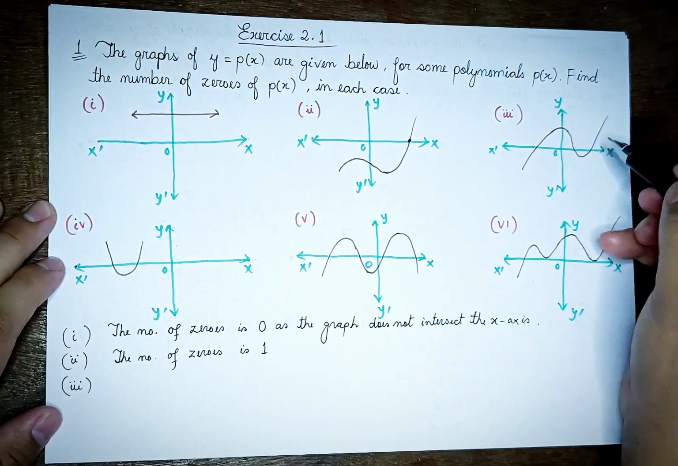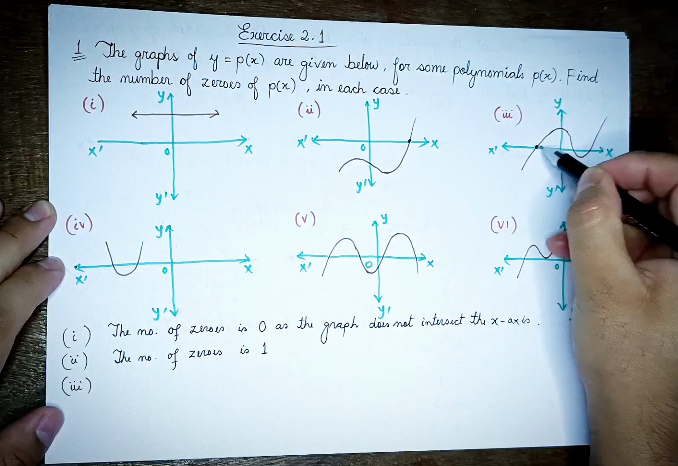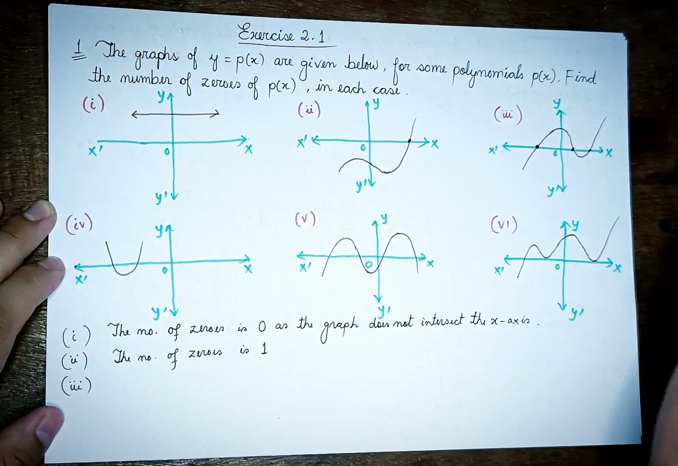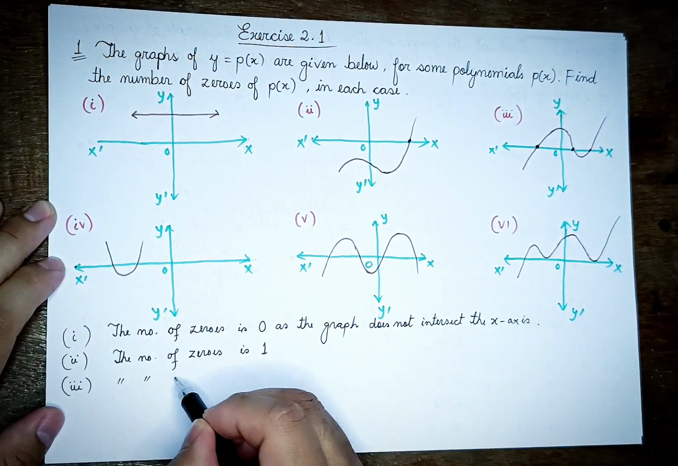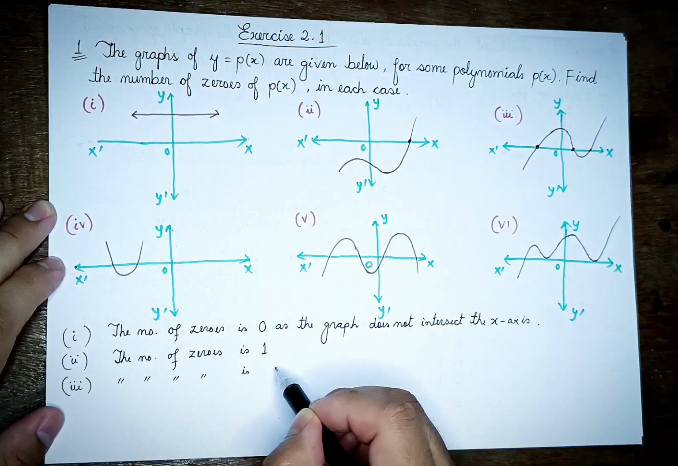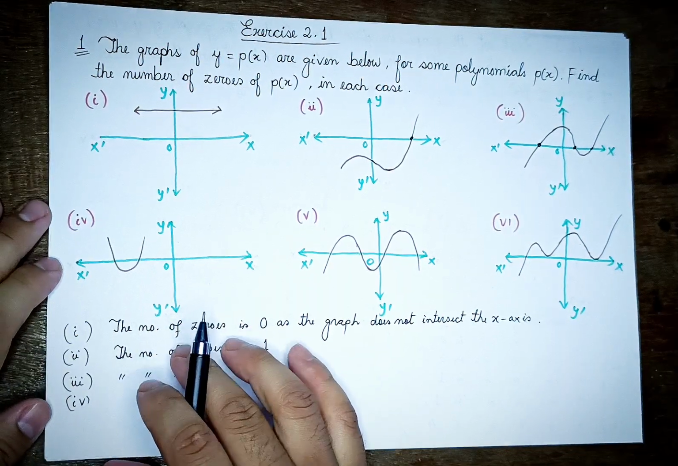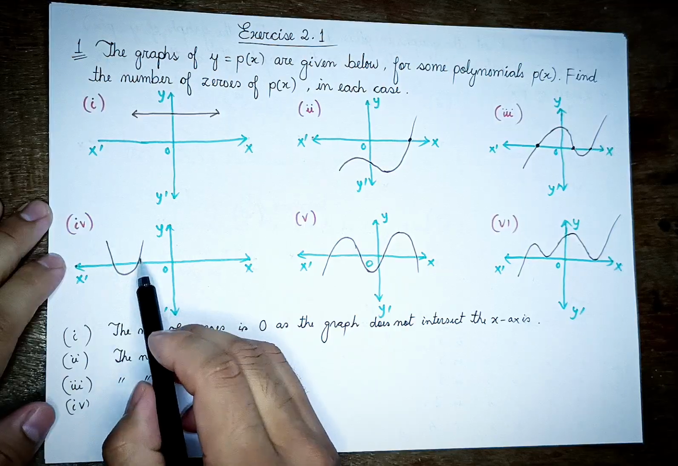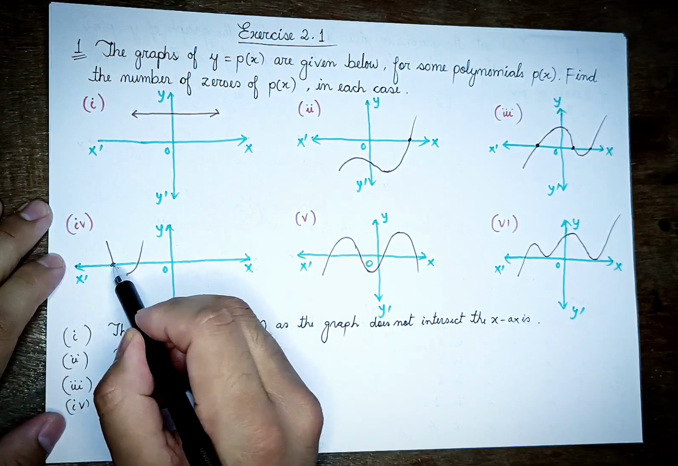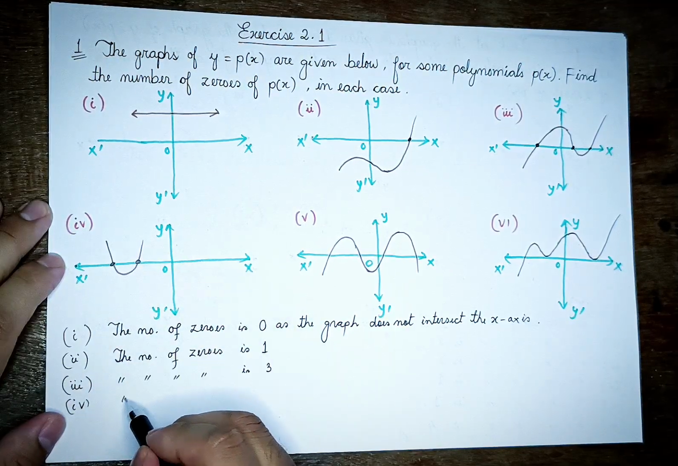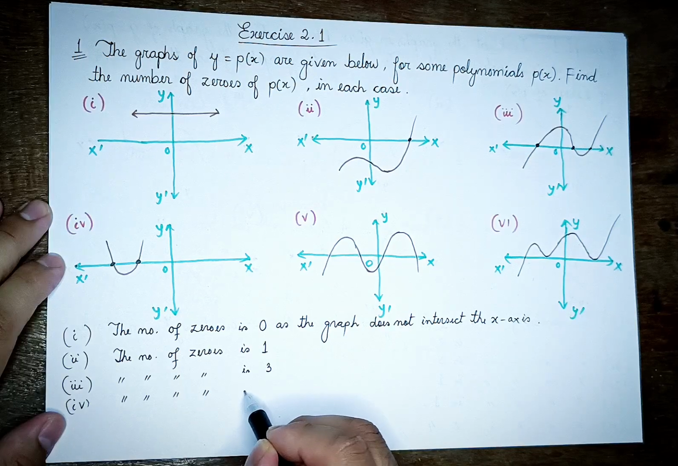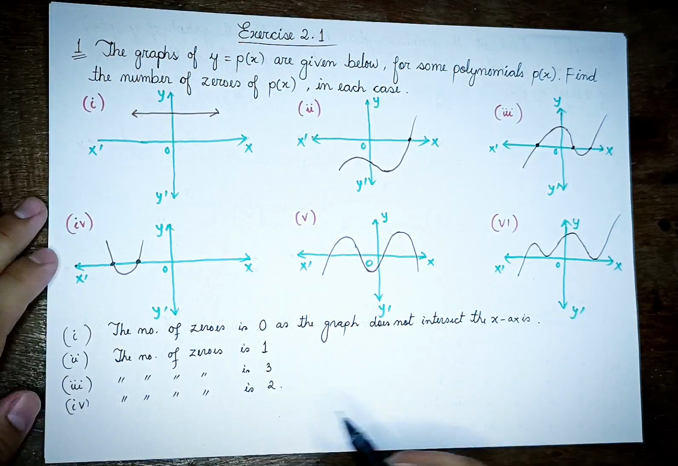Here the graph and the x-axis intersect at 1, 2, 3. Intersects at 3 points, so the number of zeros is 3. Next is Roman number 4. Here this parabola and the x-axis intersect at 2 points, so the number of zeros will be 2. Number of zeros is 2.